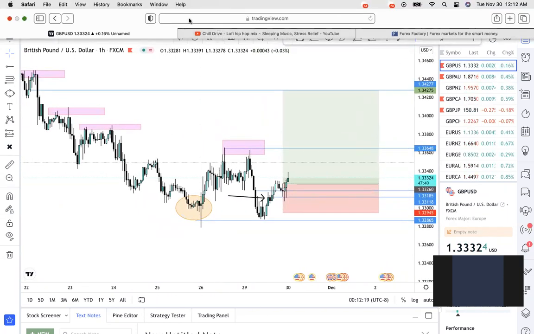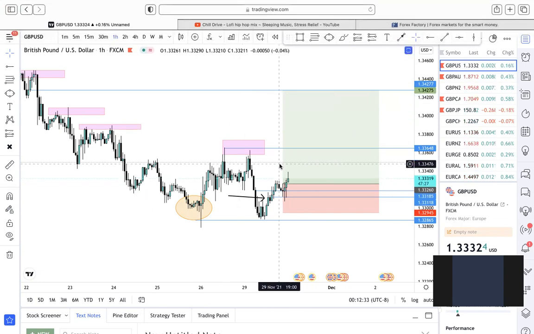Other than that, does anyone have any other questions or any other pairs that you guys want to take a look at? Or everything clear? Nope. All good.